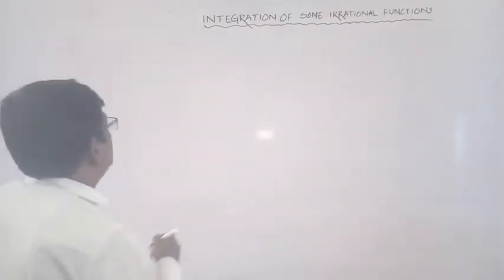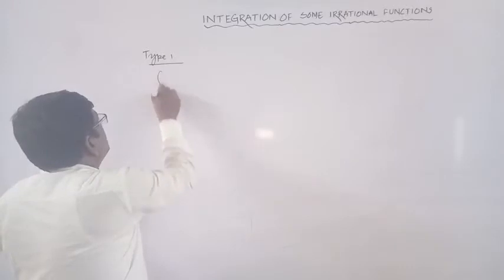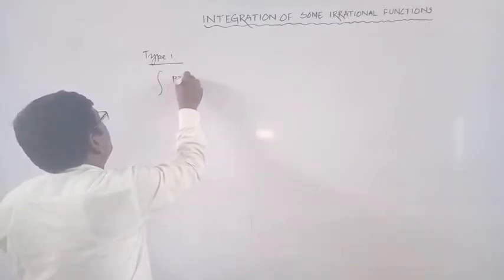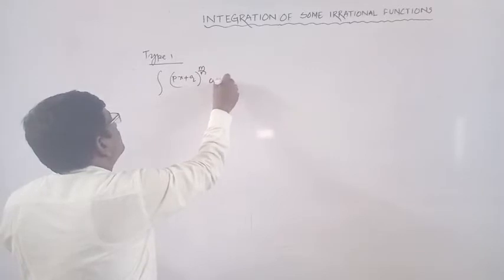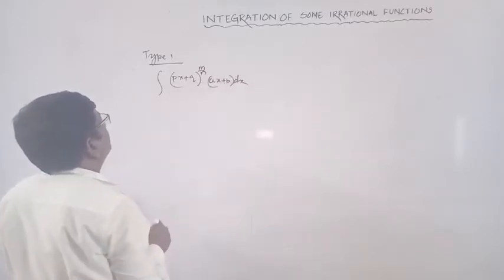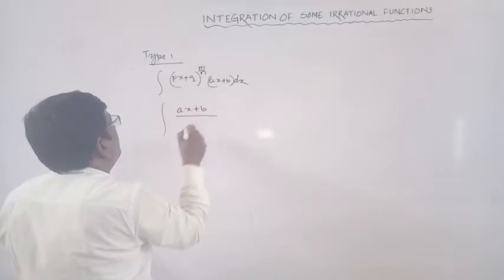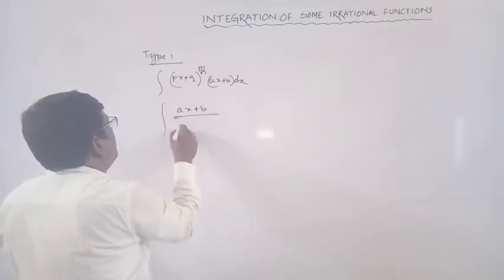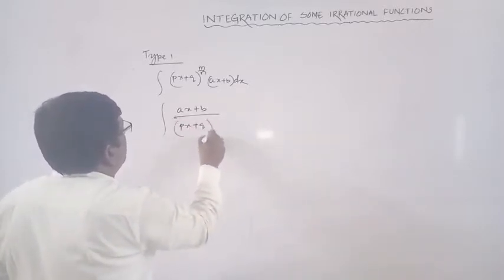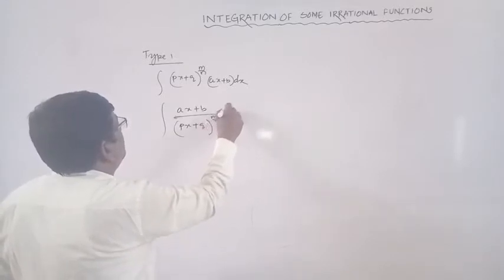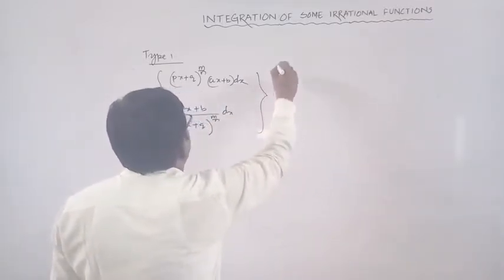Now, type 1: integration of (px plus q) whole to the power m by n into (ax plus b) dx, or integration of (ax plus b) divided by (px plus q) to the power m by n dx. This is the procedure.